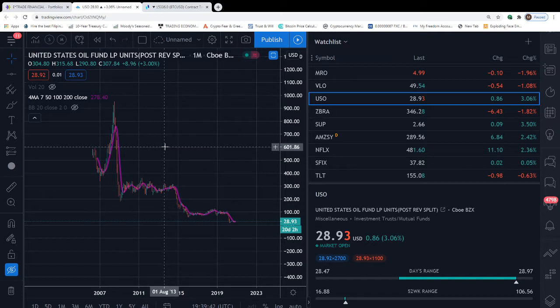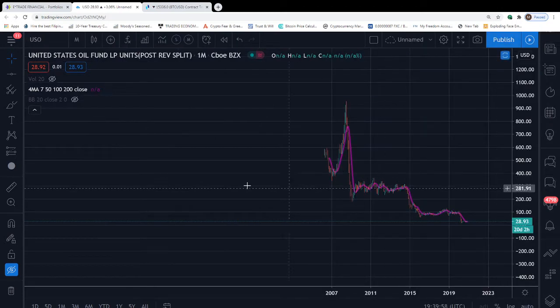So let's not waste time. Let's just dive right into the charts here, guys, shall we? All right, so today's November the 10th, 2020. The current price of USO is $28.93, up about 3% for the day.